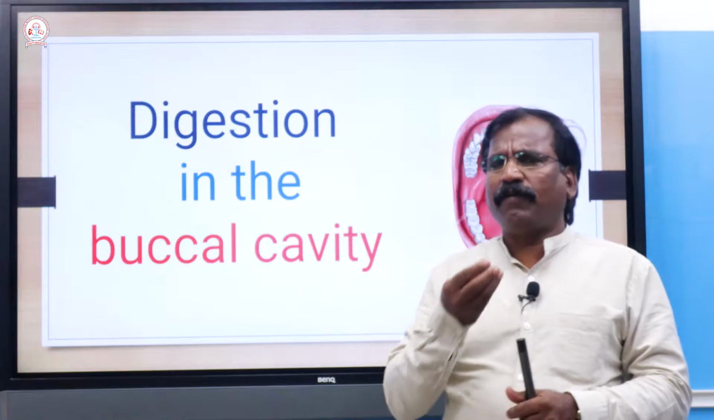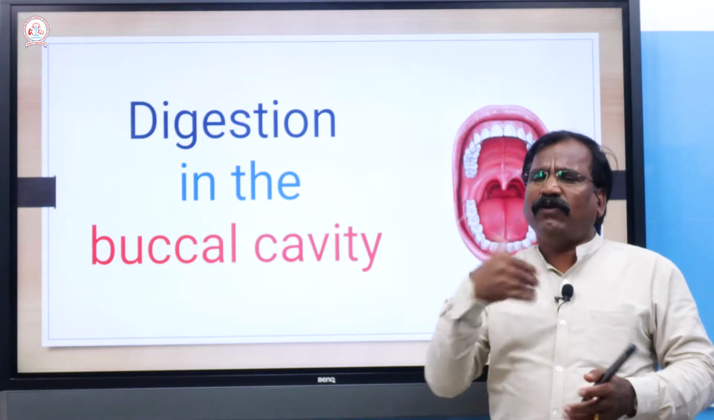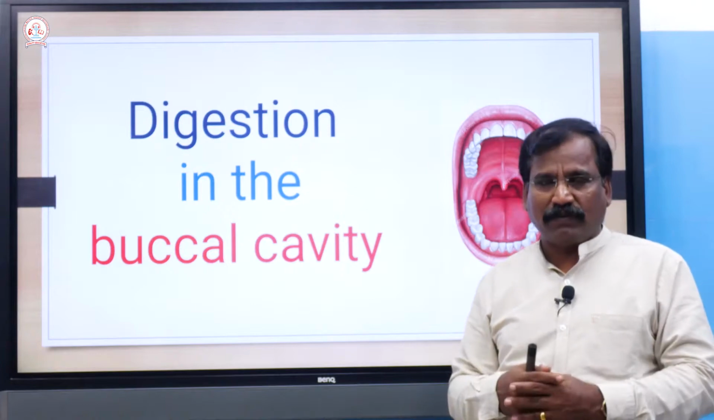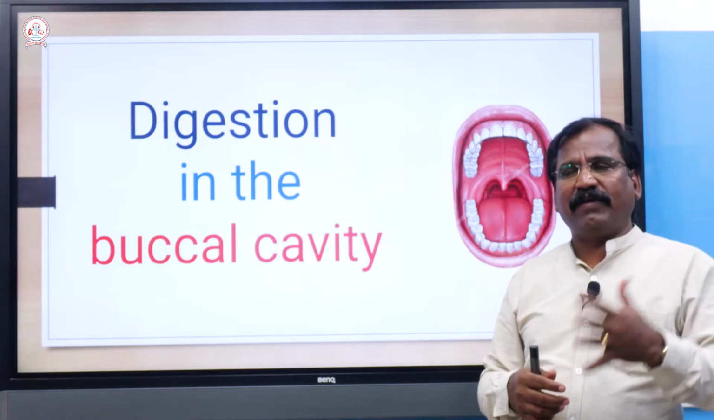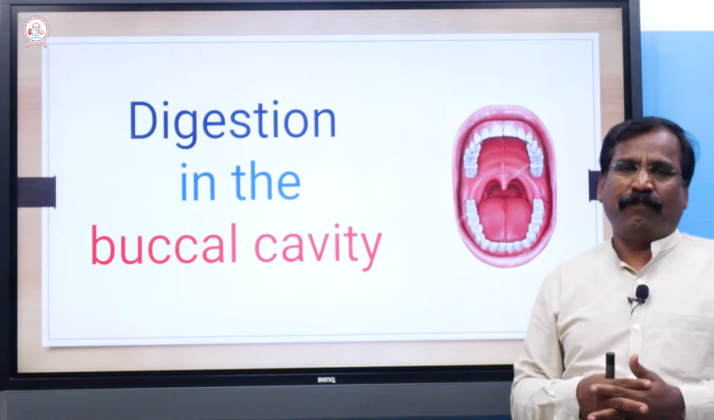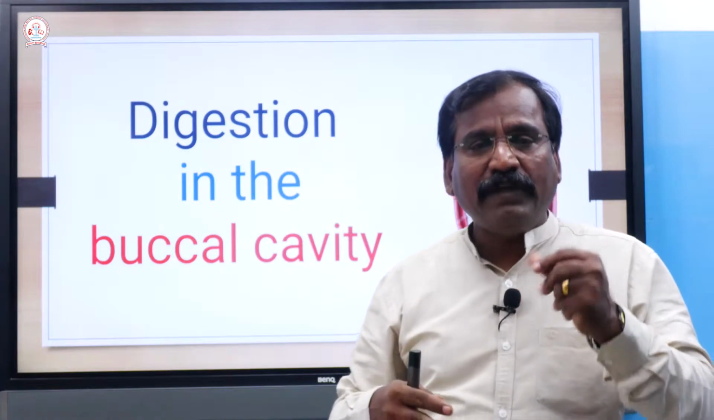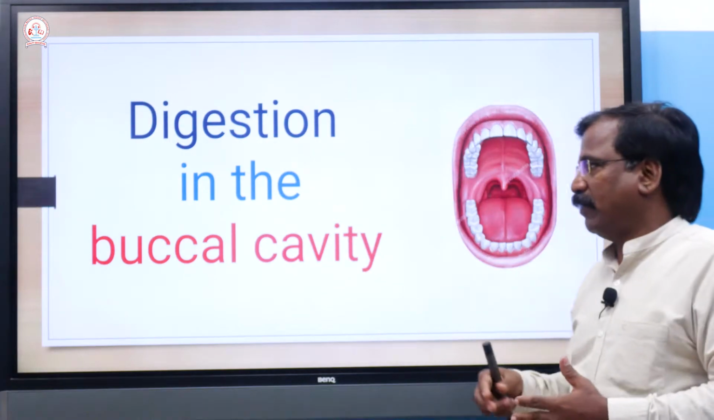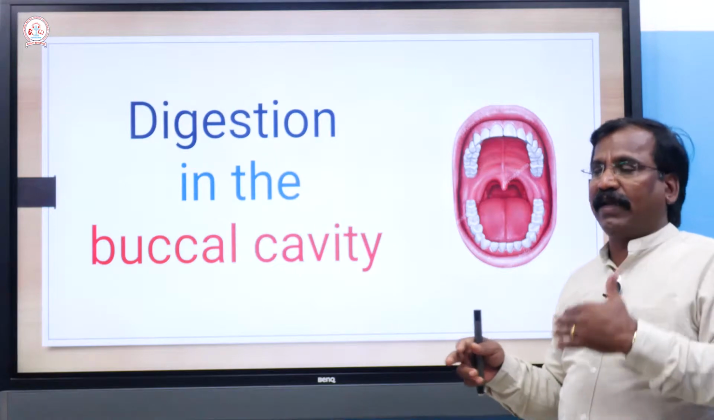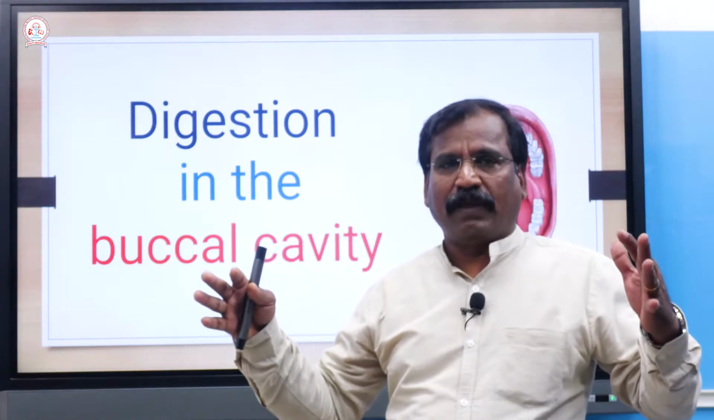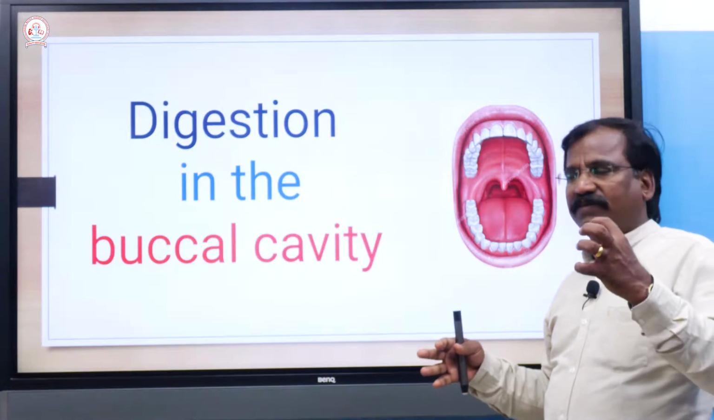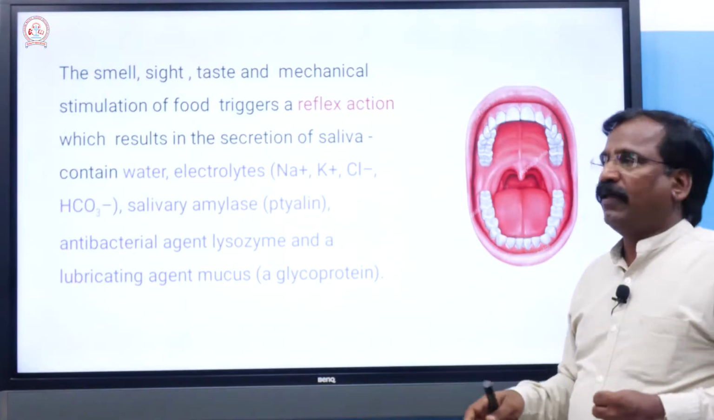When the food is introduced into the buccal cavity through the mouth, immediately after that, the process of digestion starts. You start chewing the food. When chewing, the food is broken into pieces, that is mechanical digestion. Chemical digestion also starts. Both start when the food is introduced into the buccal cavity. So, one by one we are going to discuss. First, what are the changes that take place in the buccal cavity? That is the first phase, listen.